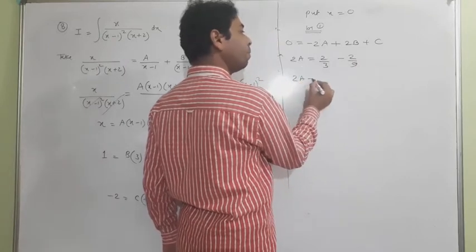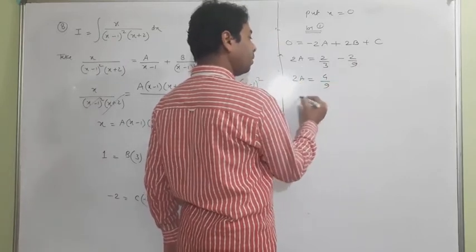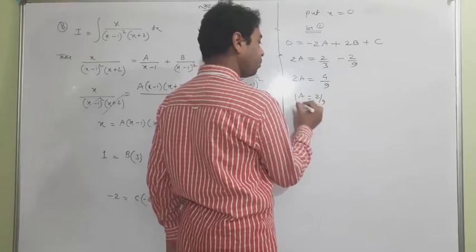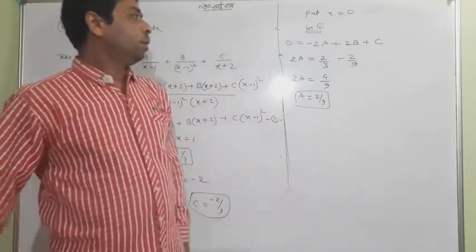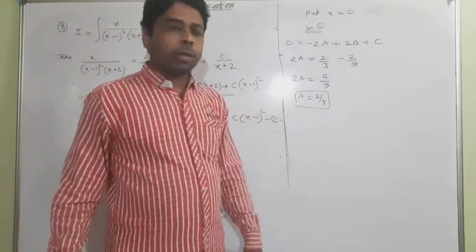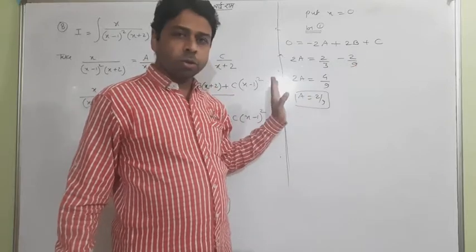Now take an LCM. It's 4 by 9. So a is equal to 2 by 9. This is all about the LCM procedure and transferring and so on. So you got a.